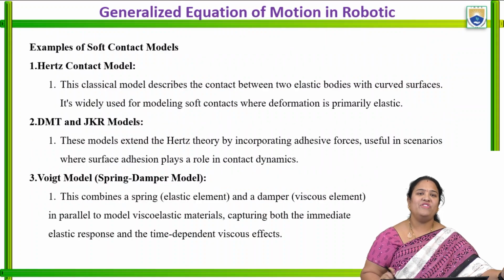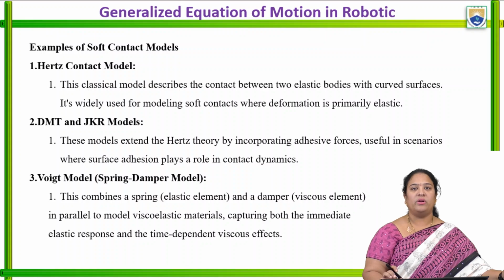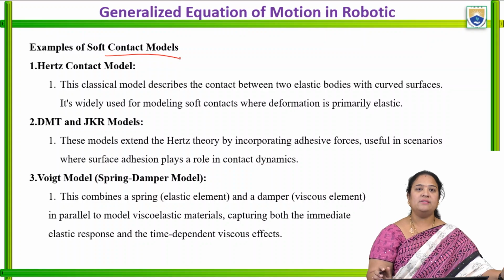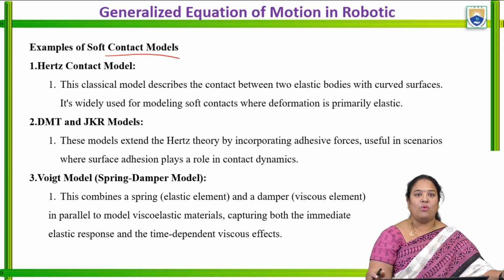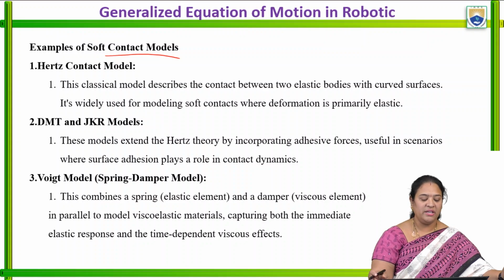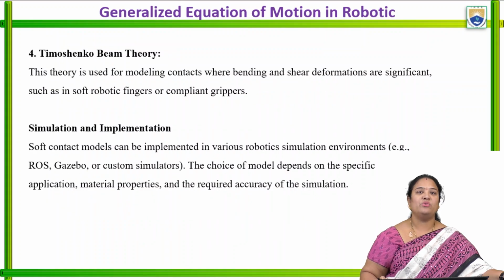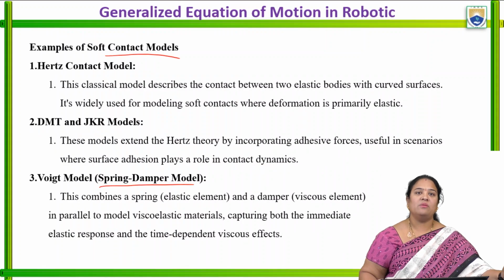So we have a few examples of the models which we can consider for soft contact models. That is the Hertz contact model, DMT and JKR models, and the spring damper model. We also have another theory, the beam theory. So these are a few of the contact models which we can consider as examples.